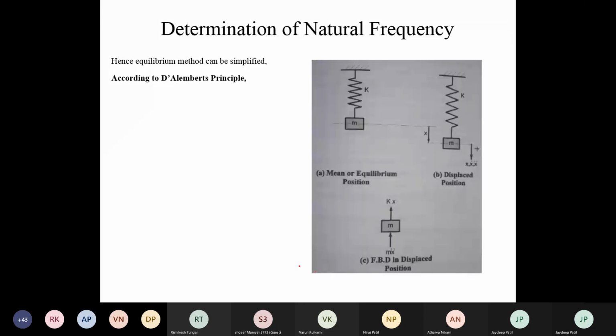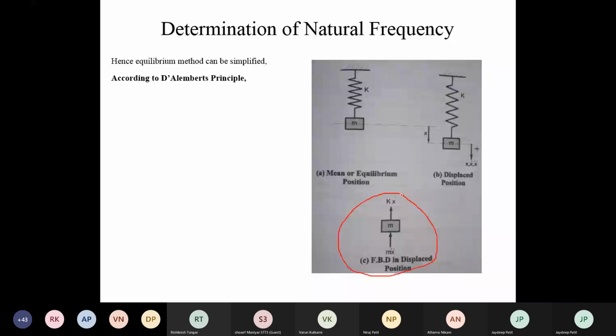Now the mass is attached at the end of the spring. This is your mean position. Second, it is displaced from its equilibrium position to the extreme position, and see the forces acting on this free body diagram. We eliminate k delta and mg here. There is no need to consider k delta and mg. Directly write down the equation.